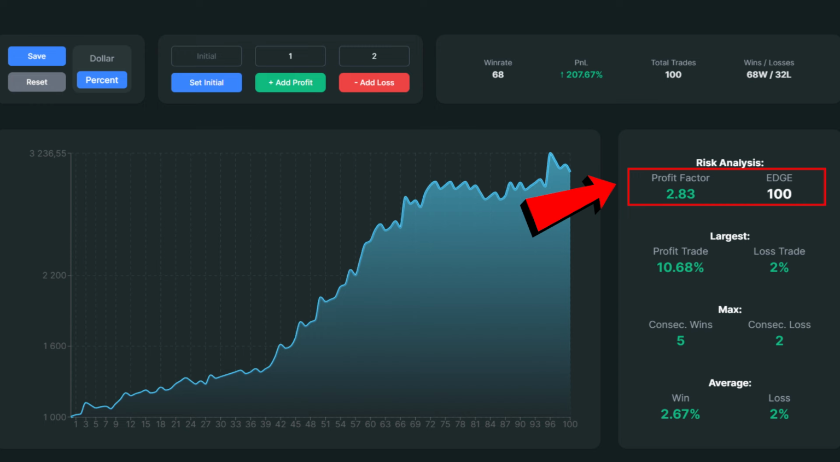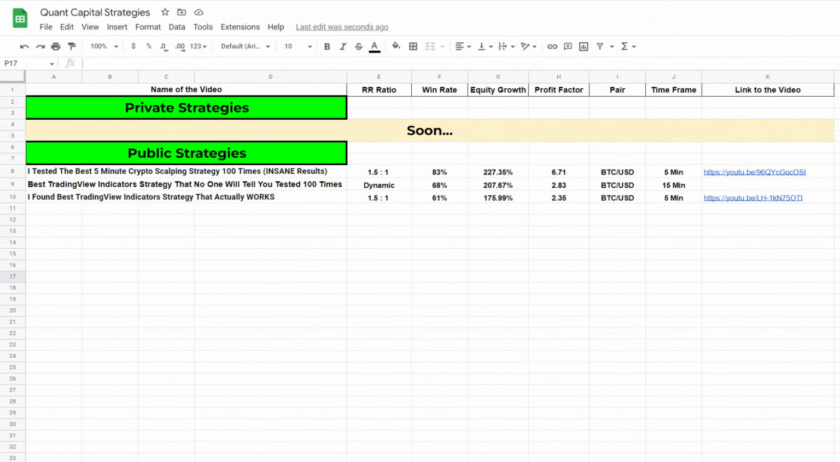And let's also analyze additional stats. We had 5 consecutive wins against 2 consecutive losses. Our largest profit per trade was 10.68%, while the largest loss per trade was 2%. However, our equity curve has the horizontal segment right here, which tells us that this strategy has low efficiency when the market is in a tight consolidation. As for now, let's add this strategy to our spreadsheet with backtesting results. And, as you can see, in terms of win rate and account growth, this strategy presently holds a second position.